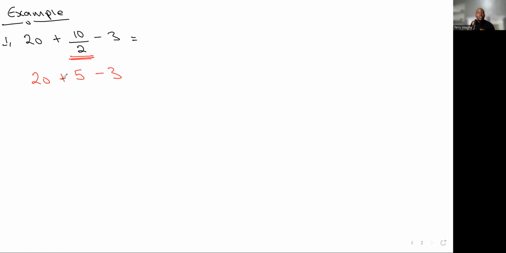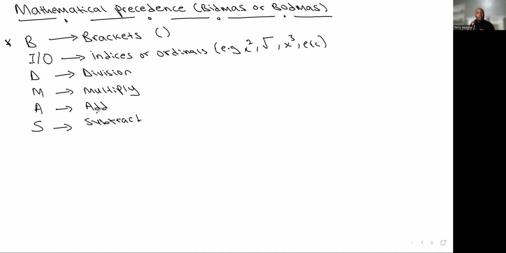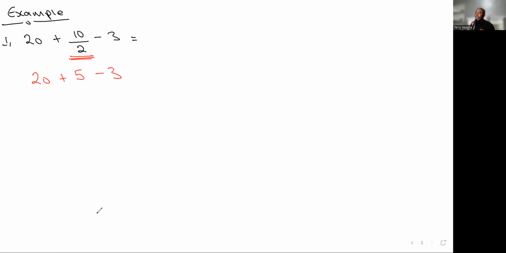Now we also have addition and subtraction. So addition comes first, then we're going to add now. So we're going to add 20 and 5 together. So 20 plus 5 will give us 25 minus 3. Then finally, we then subtract. Then 25 minus 3, we're going to give us what? 22. Are you seeing this? So that is the first thing you do. You solve it based in that order, all right?